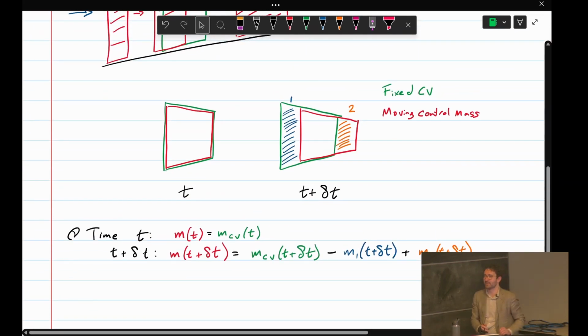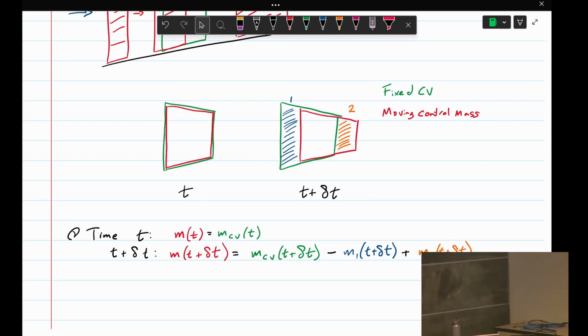So I don't think that's too confusing, but I'm just going to explain this again to be clear. So our objective is to keep tracking the mass of our control mass, which is the red region. So at time t is a very specific time. They perfectly coincide. So it's the same amount of mass in our control mass that's in our control volume. After a certain amount of time, the control mass has moved a little bit. So the mass of that control mass is going to be equal to the green mass, the green box, minus whatever's in the blue region, plus whatever's in this orange region. So that's m1 and m2.